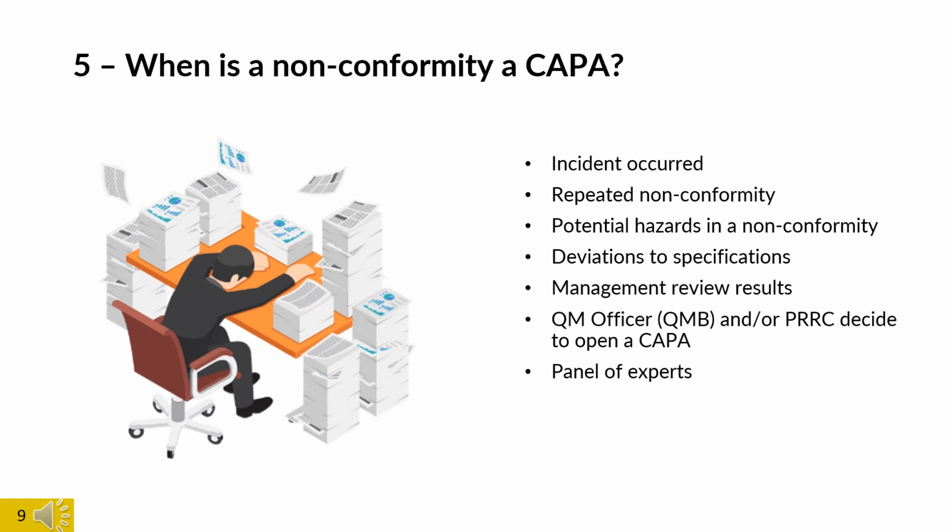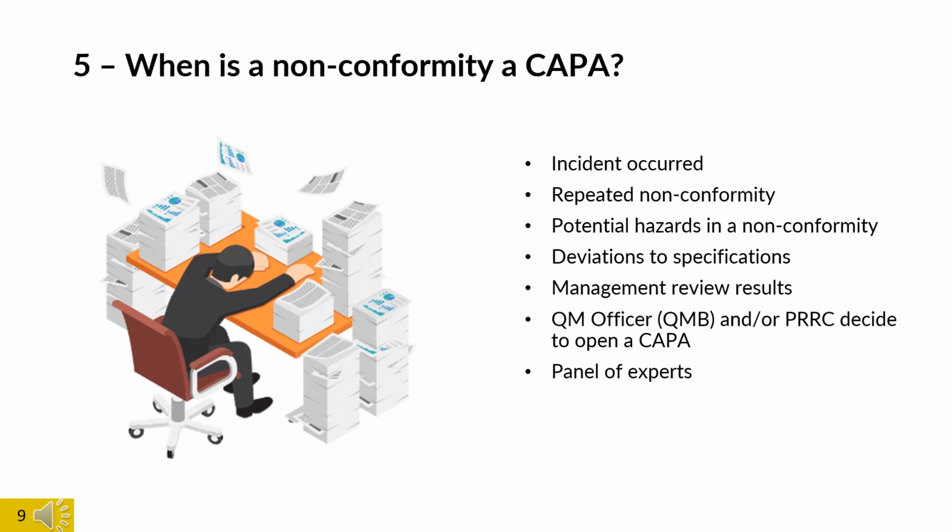Deviations to specifications, for example, you have a supplier evaluation that occurred and it deviates from what is expected, or you have an incoming goods inspection and it deviates from the usual, but it could still be accepted. You can put it in the list of possible situations that can open a CAPA. Management review results that indicate obviously a potential source of nonconformity that is a CAPA.